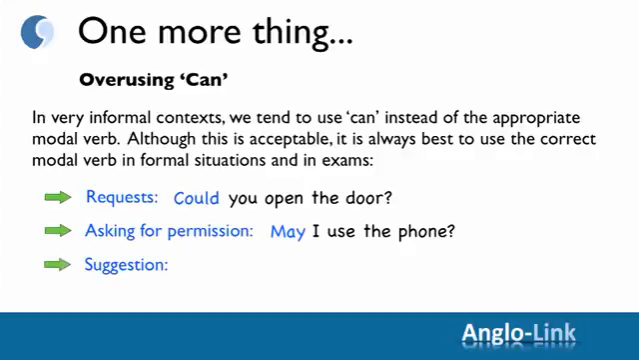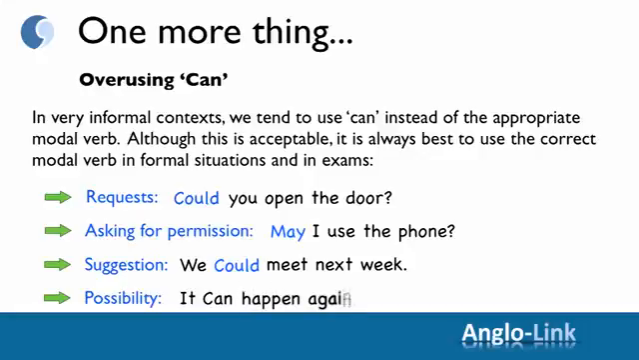To make a suggestion, you might hear, "We can meet next week." But as you have seen, the correct modal here is could. We could meet next week. And finally, for a possibility in the present or the future, it can happen again. But as we've just seen, the better modals are it may happen again, strong possibility, or it might or could happen again.